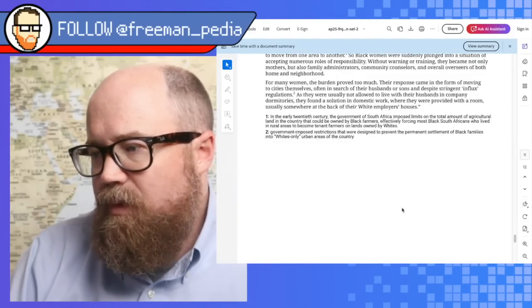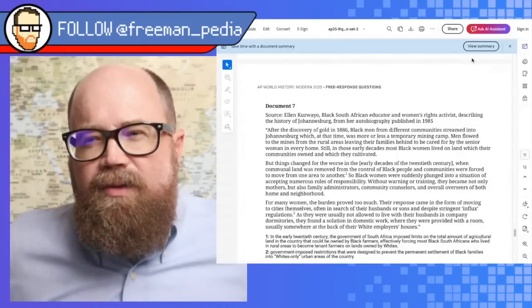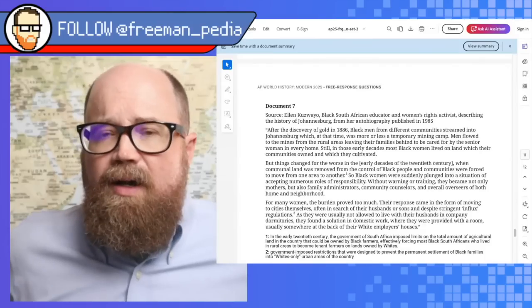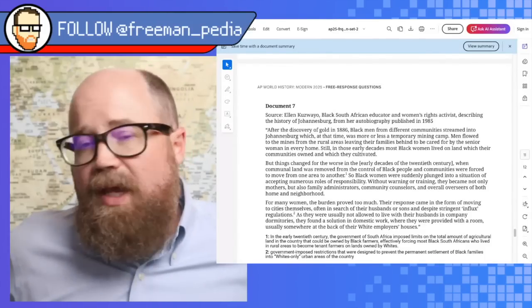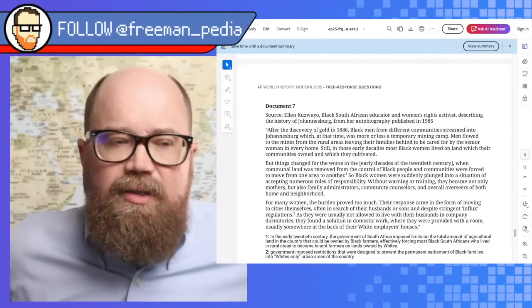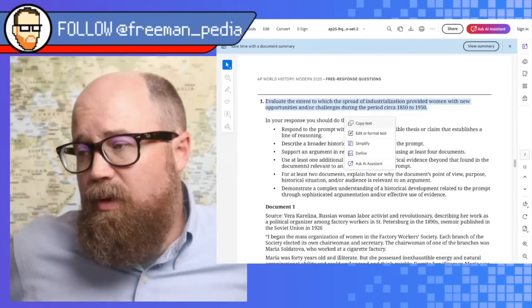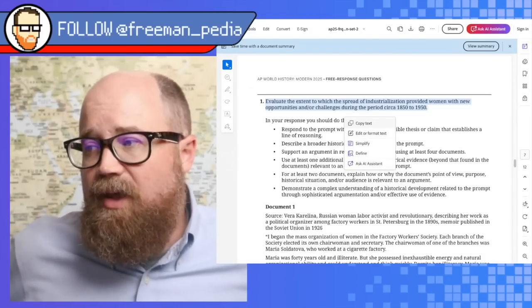So anyway, for outside information here, I would go with the suffrage movement. That doesn't seem to be mentioned here. Again, I read this very quickly, so you go with that. And for context, you could go with Enlightenment thoughts, Enlightenment principles. And then for thesis, I would say it provided women with new work opportunities outside the home.